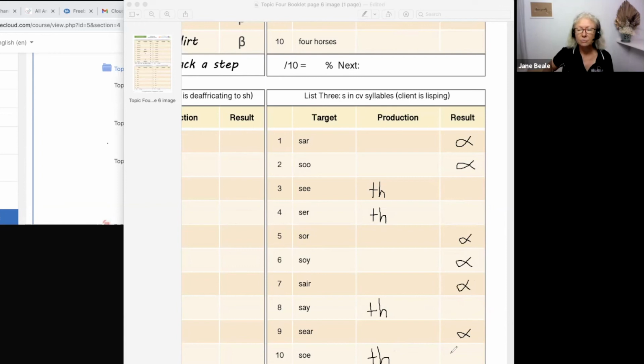So I only had to write the TH because the vowel was correct each time. And when it was a lisp, we know that it's going to be the voiceless TH each time because that's what a lisp is. I'm going to do it one more time and I'll use the theta symbol. You can have another go doing it yourself if you like.